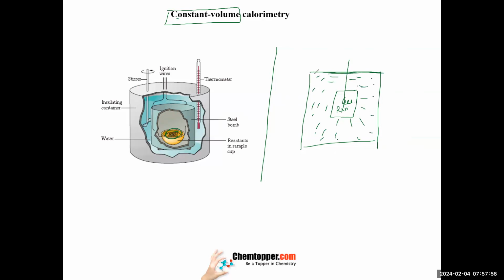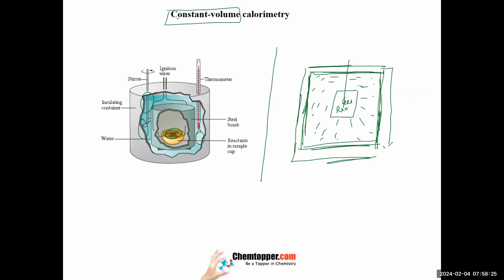In a closed container, it's not open. It's closed. How much water is there? We don't know because it's completely closed. Can you see this water here? We don't know the amount of water because it's a completely closed container. And then around this, there is another layer like this. This layer is completely insulated. So I'm going to show you with a different color. Insulated means heat cannot escape. This is your bomb calorimeter.